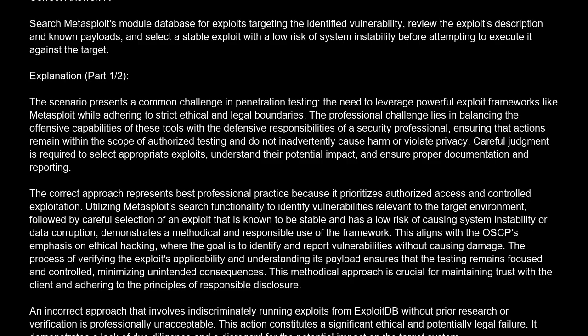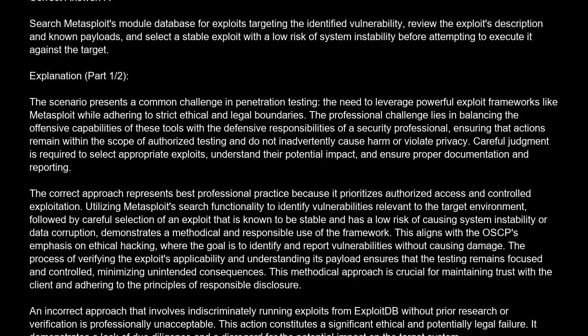challenge in penetration testing: the need to leverage powerful exploit frameworks like Metasploit while adhering to strict ethical and legal boundaries. The professional challenge lies in balancing the offensive capabilities of these tools with the defensive responsibilities of a security professional, ensuring that actions remain within the scope of authorized testing and do not inadvertently cause harm or violate privacy. Careful judgment is required to select appropriate exploits, understand their potential impact, and ensure proper documentation and reporting.